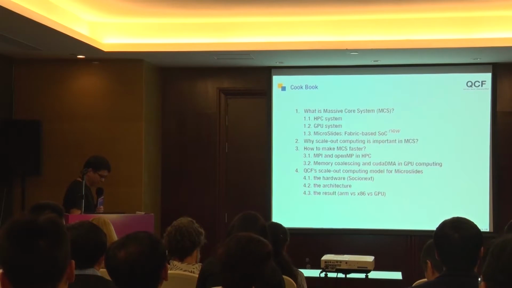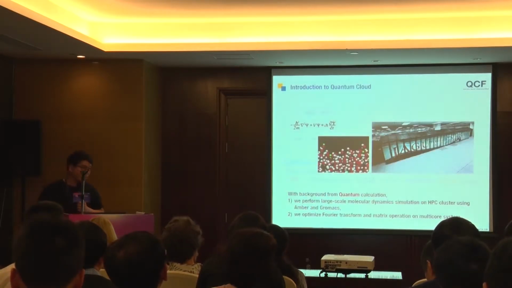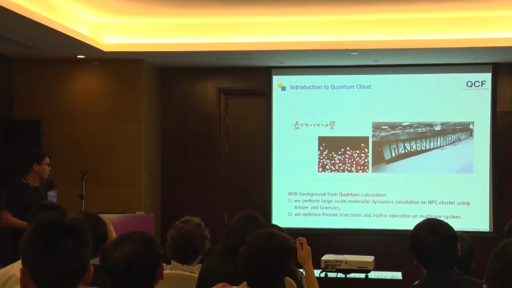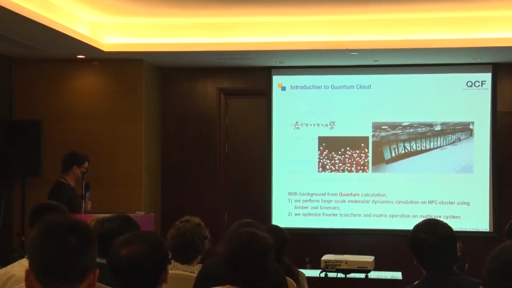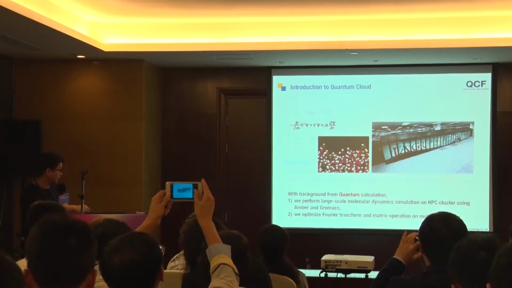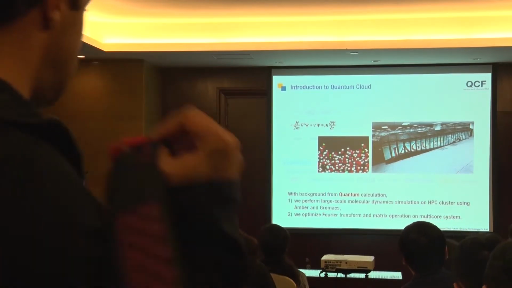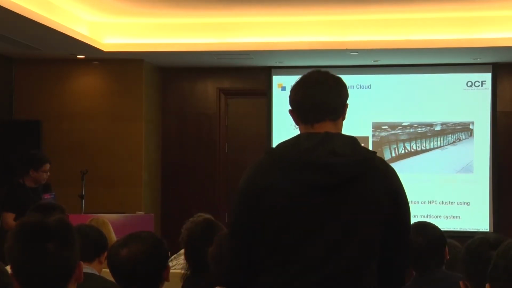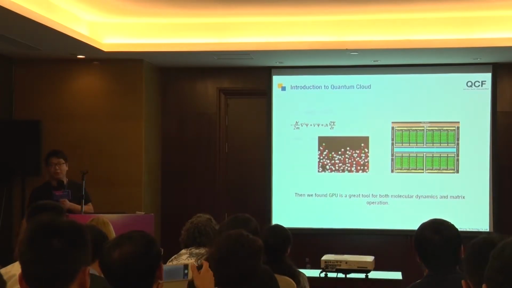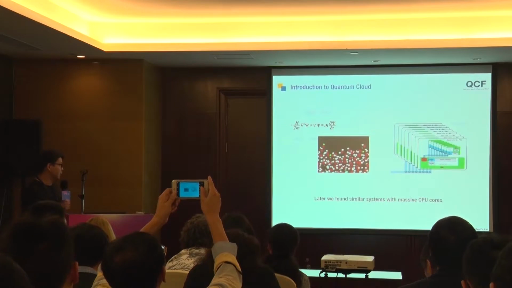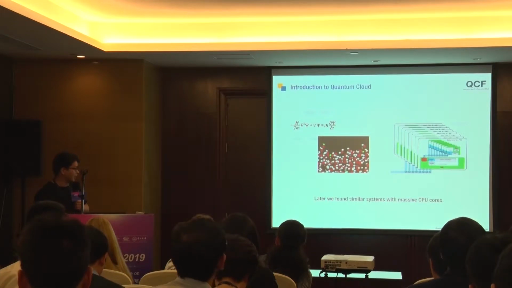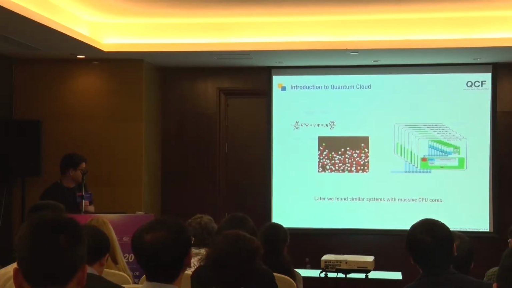and show some results. For my background, I was doing quantum calculation in medicine before, and at that time we did two things. First, we did simulation, especially large-scale simulation with GROMACS and EMBO, and then we optimized the Fourier transform because we wanted to solve the Schrodinger equation on the supercomputer. Then we found that the GPU is really good for both molecular dynamics and matrix manipulation. Later, we found that a similar system with massive CPU cores can do a similar job as we do in HPC and in the GPU.